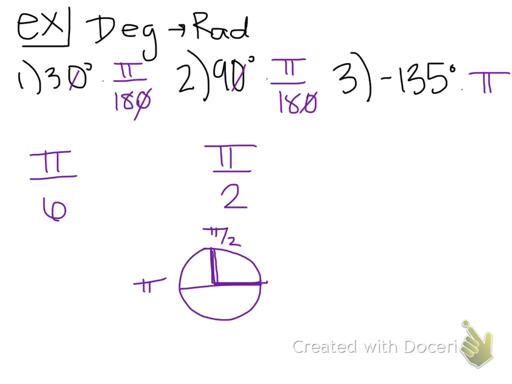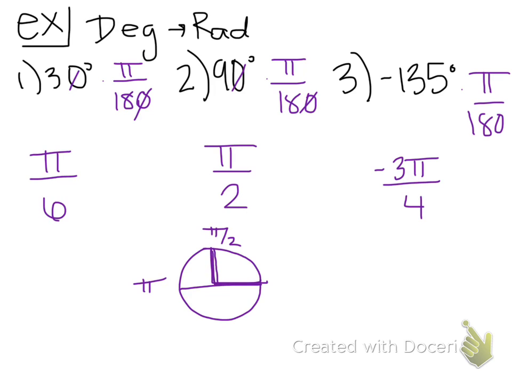Lastly, we're multiplying by pi over 180. This one's not as easy to do without a calculator. You'd have to divide by 5 or keep going until you can divide it, or you can use the calculator. When you do it, it reduces to negative 3 pi over 4.